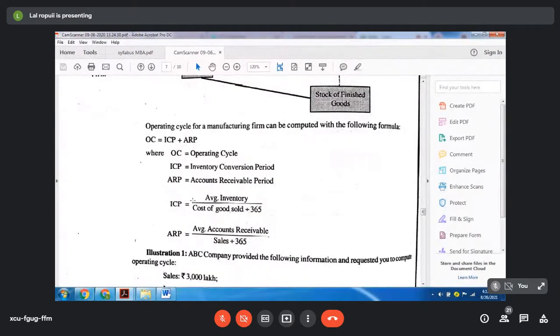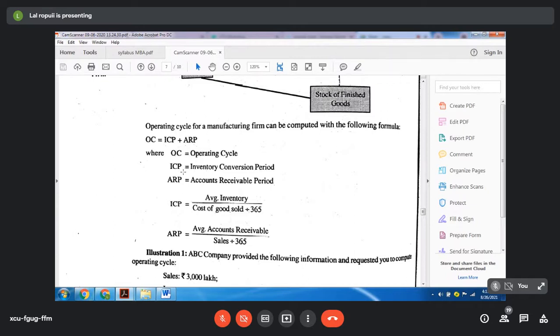This is a very simple formula. The calculation of the operating cycle for a manufacturing firm is given here. Operating cycle is equal to ICP plus ARP. What is ICP? It is the inventory conversion period, plus the accounts receivable period. So you can calculate how much time the operating cycle will take for this manufacturing firm using this formula. It is a very simple one.